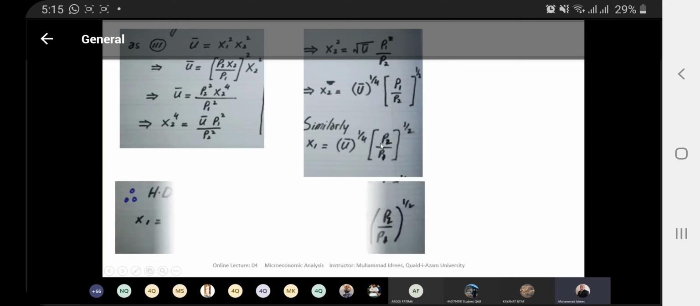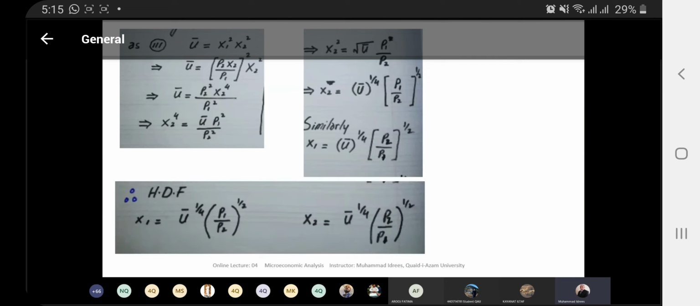So we got the Hicksian demand functions as x1 is equal to u power 1 by 4 into p1 over p2 power half, and then x2 is equal to u power 1 by 4 into p2 over p1 raised to the power half. So you can see here that both the Hicksian demand functions are functions of the given level of utility and the prices. So this is all about the derivation of the Hicksian demand function.